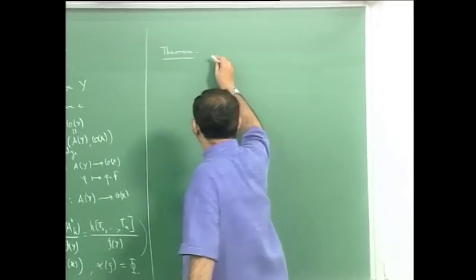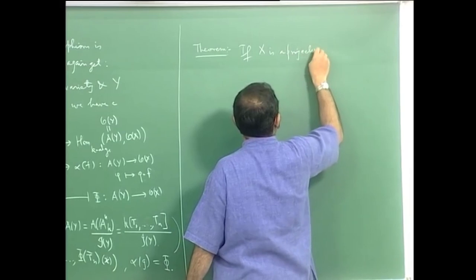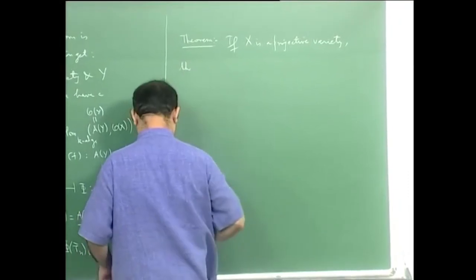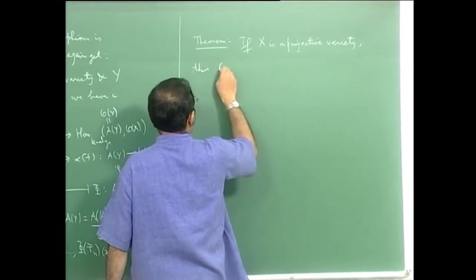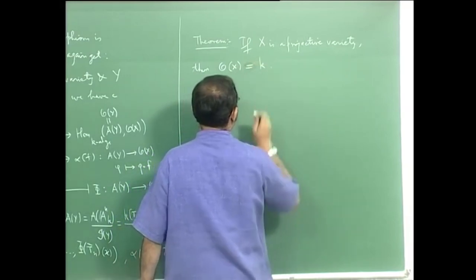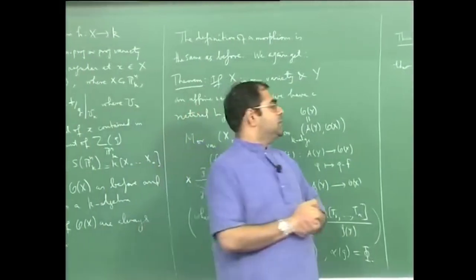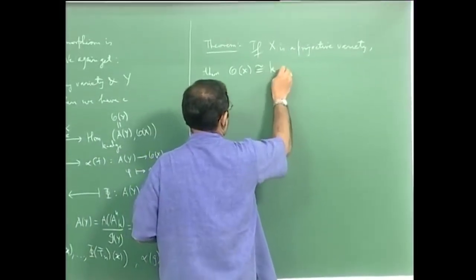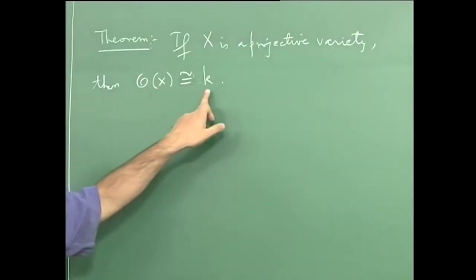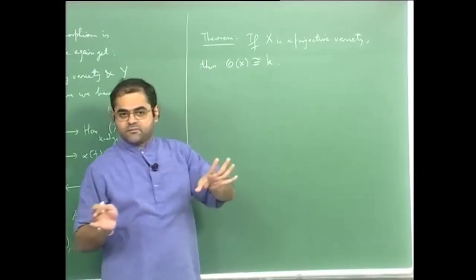So the theorem is that if X is a projective variety, then O of X is isomorphic to K. O of X is just K. By isomorphism I mean that every global regular function is a function that corresponds to a constant. The only global regular functions are constant.